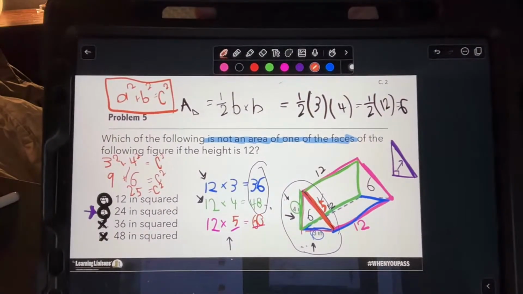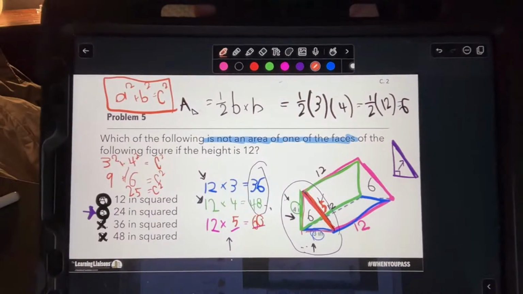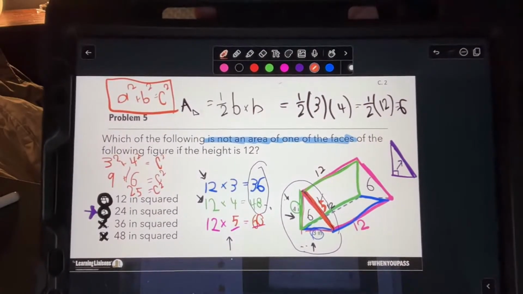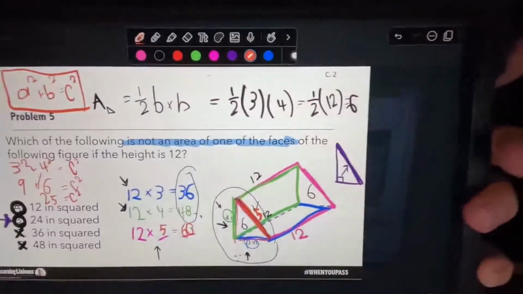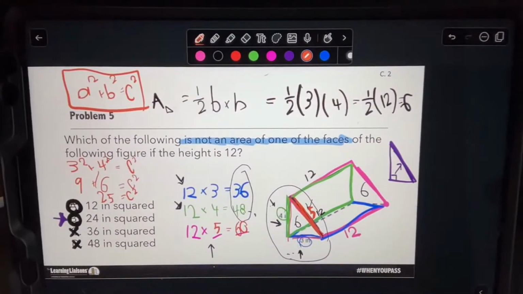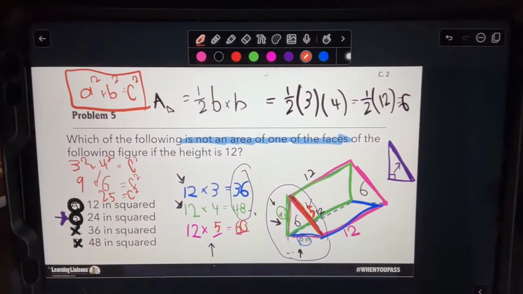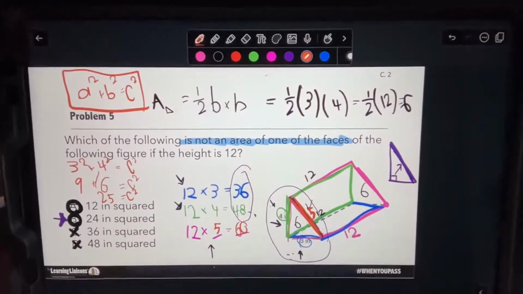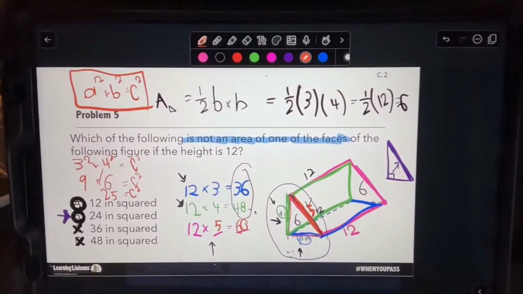Why the 12 and the 24? Because they are not areas of the figure. Like, I just literally made those two numbers up as not areas of the figure.